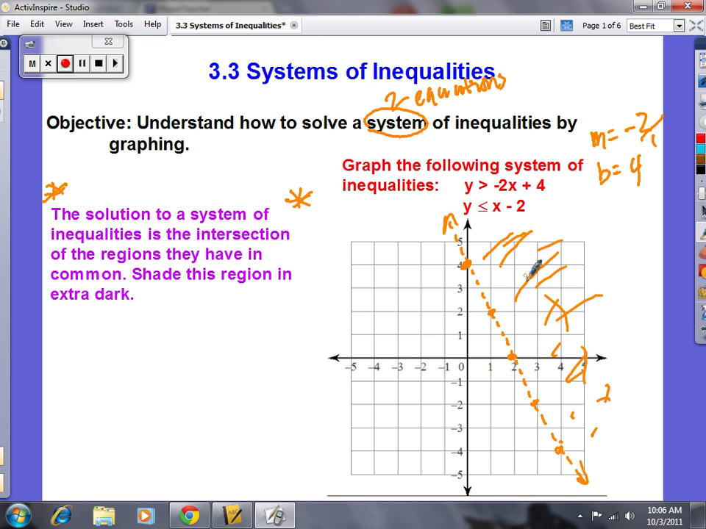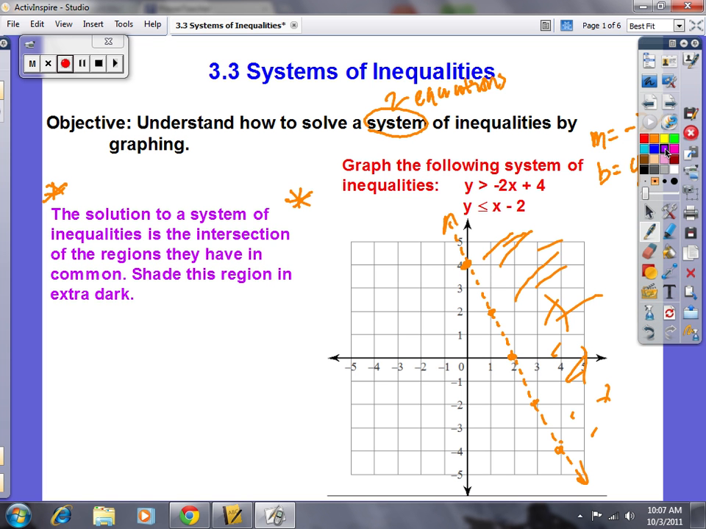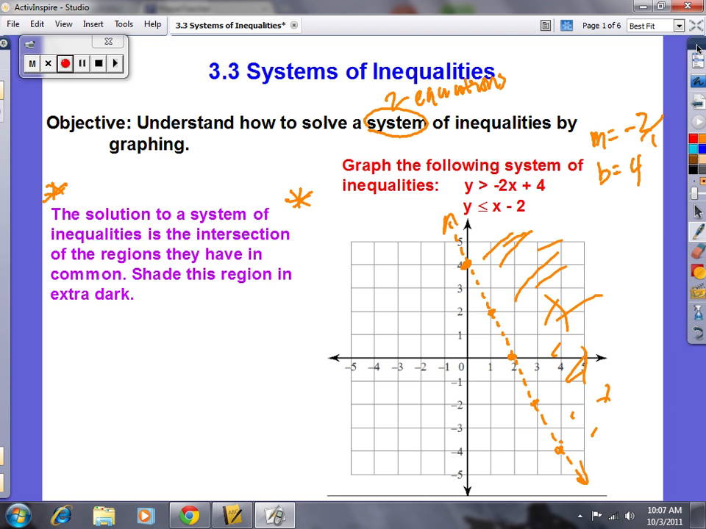Because now we're going to have to do the second inequality in the same grid. And if you start doing it dark, it's going to get really messy really fast. So your second one, let me change colors. What is the m and the b of the second one? M is 1 over 1 and b is negative 2.